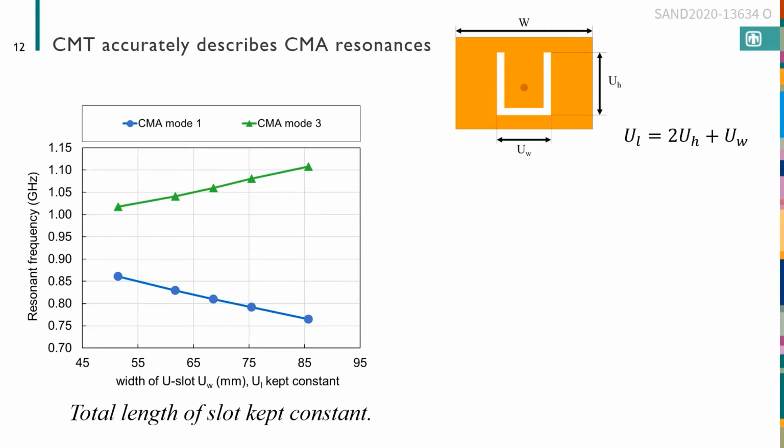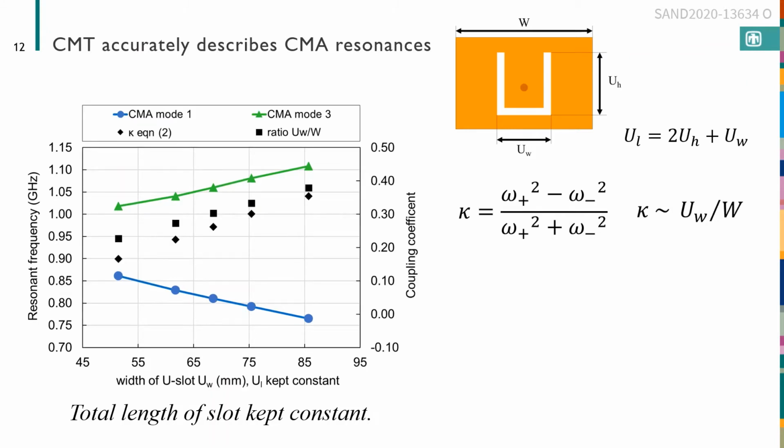We did this numerical experiment where we varied the width of the U-slot while keeping the total length constant. And the idea here is that the resonances won't be changing very much, but as we increase the width of the U, that will increase the total amount of patch current that the U-slot will intercept. And therefore the coupling should get bigger. And so that's exactly what we see. Here on the left, I'm plotting the CMA resonant frequencies of the full structure versus the width of the U-slot. And we see this very characteristic frequency splitting behavior that is the hallmark of coupled mode theory.